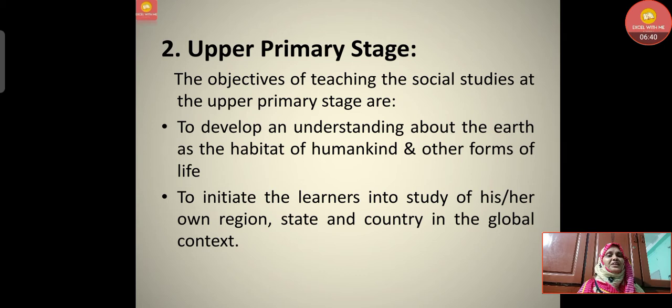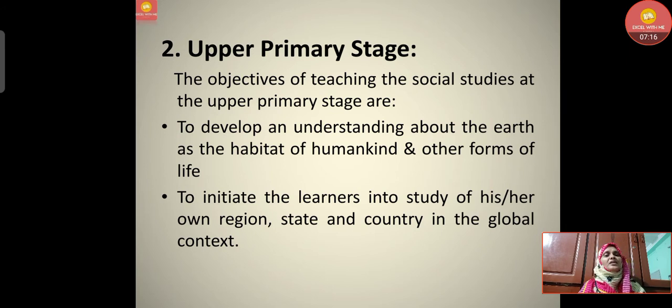The objectives of teaching social studies at the upper primary stage are to develop an understanding about the earth as the habitat of humankind and other forms of life. Now from primary to a little higher, we will go to understand these learning objectives at the upper primary level. Related to earth, the topics and themes will come in social sciences as habitat of humankind, how human beings started habitation, and other forms of life, they will understand.